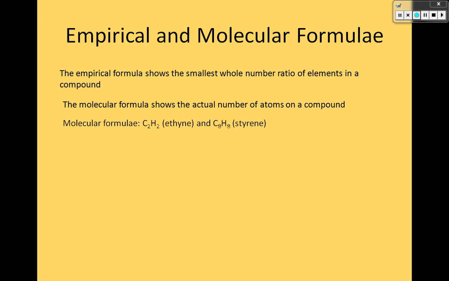But if you notice, they both have what would be called the same empirical formula. The empirical formula, which is the smallest whole number ratio, is almost like taking a fraction and reducing it so that you can't reduce it anymore. C2H2, you could divide both by 2 and you get CH. Styrene, C8H8, you can divide both by 8 and you get CH. So the empirical formula for both of these is CH. So they have the same empirical formula, but different molecular formulae.